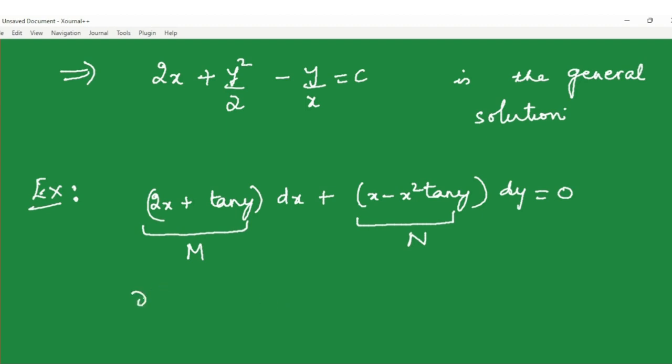Now let's see, whenever we see an equation of the form M dx plus N dy equal to 0, we check the partial derivatives del M by del y. What is del M by del y in this case? It's going to be secant square y. The partial derivative of M with respect to y is secant square y.